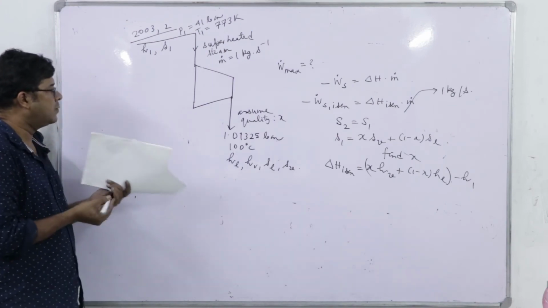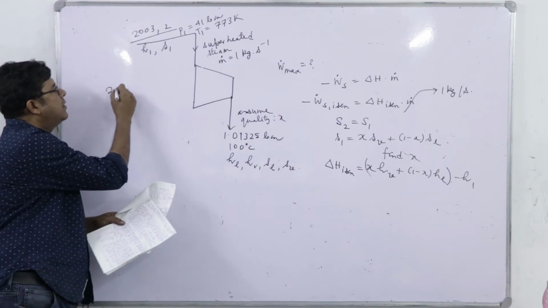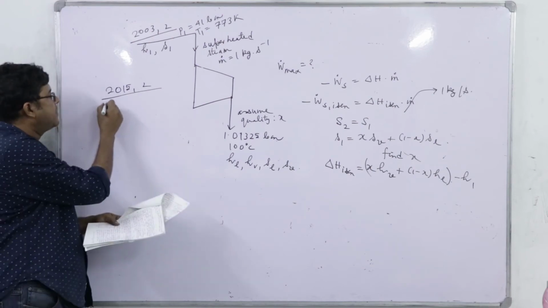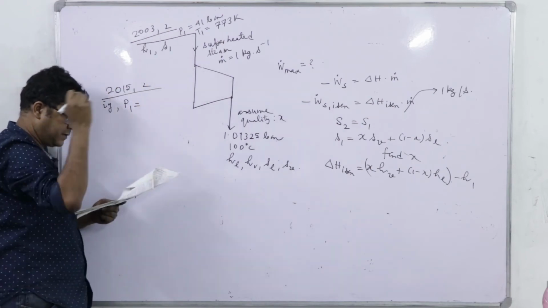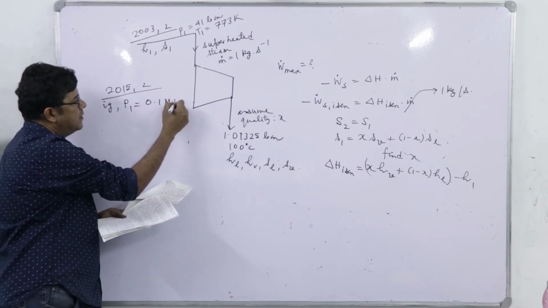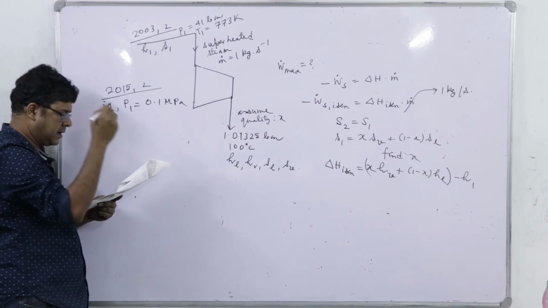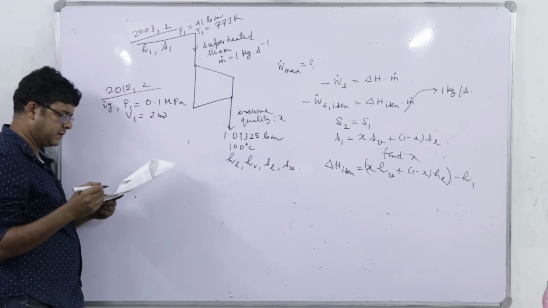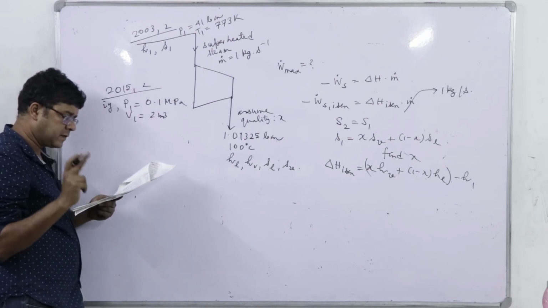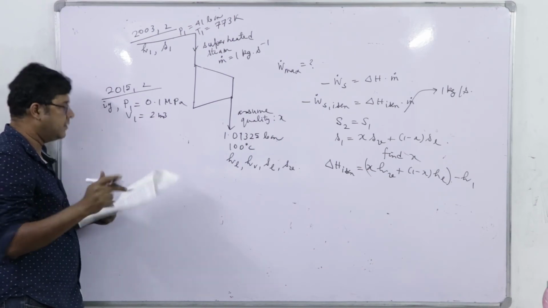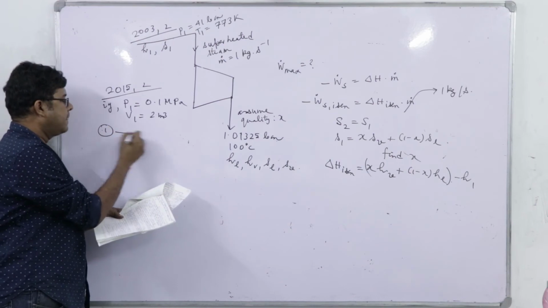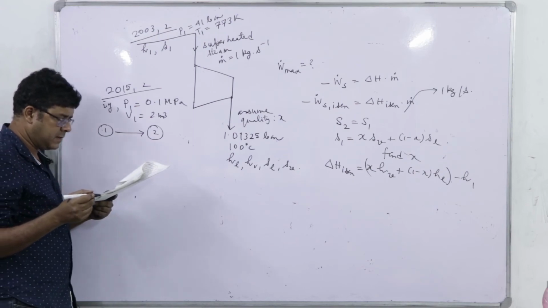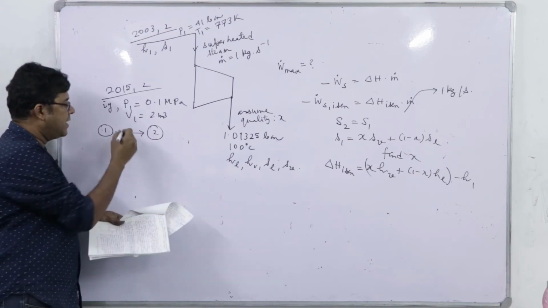Okay, this 2015 2-marks problem is very simple, based on first law. An ideal gas, initially at pressure 0.1 megapascal and total volume 2 meter cube, is first compressed to 1 megapascal by a reversible adiabatic process. So, state 1, state 2.